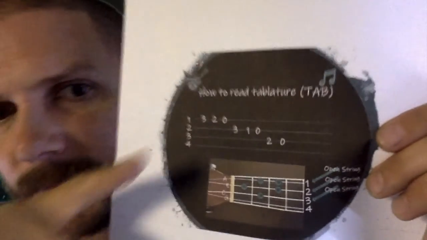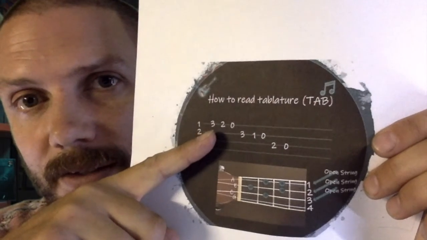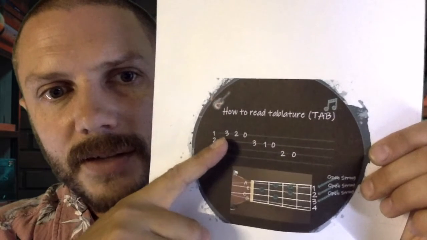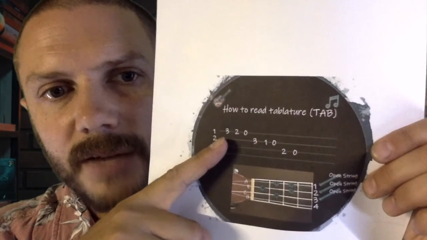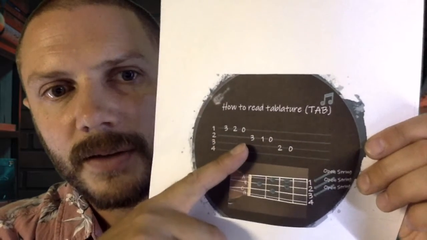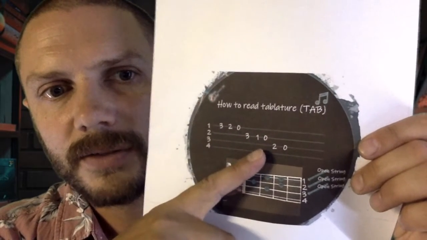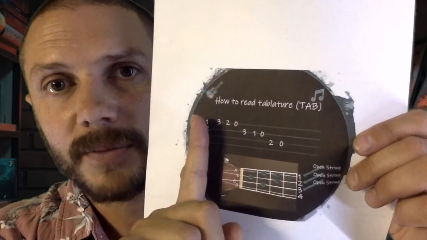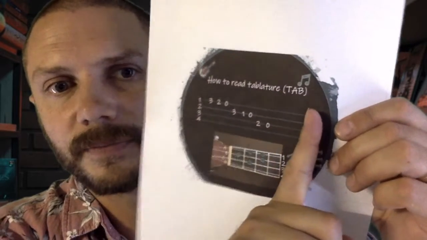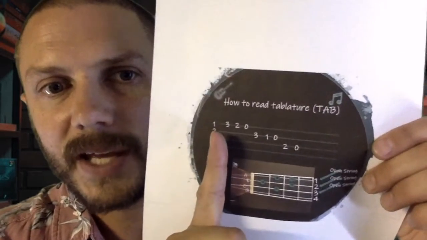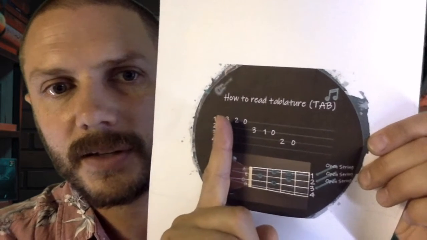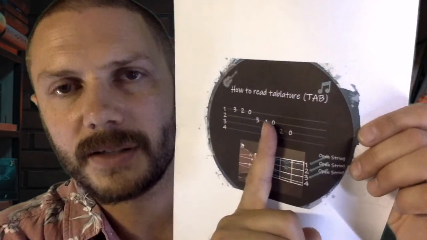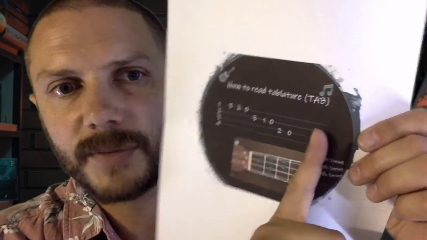The numbers are the frets. They're not the fingers this time. We're talking about the frets. So here it goes. This is just a simple scale. We're going 3, 2, 0, 3, 1, 0, 2, 0. And we read it just like we'd read a book, from left to right across the page. What you're going to do is play whatever comes first, playing across and adjusting to whatever comes first as you go from left to right.